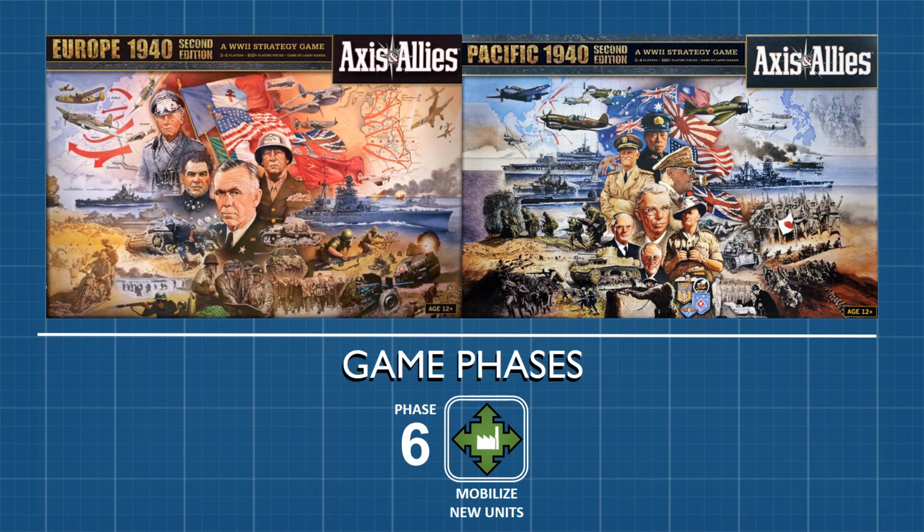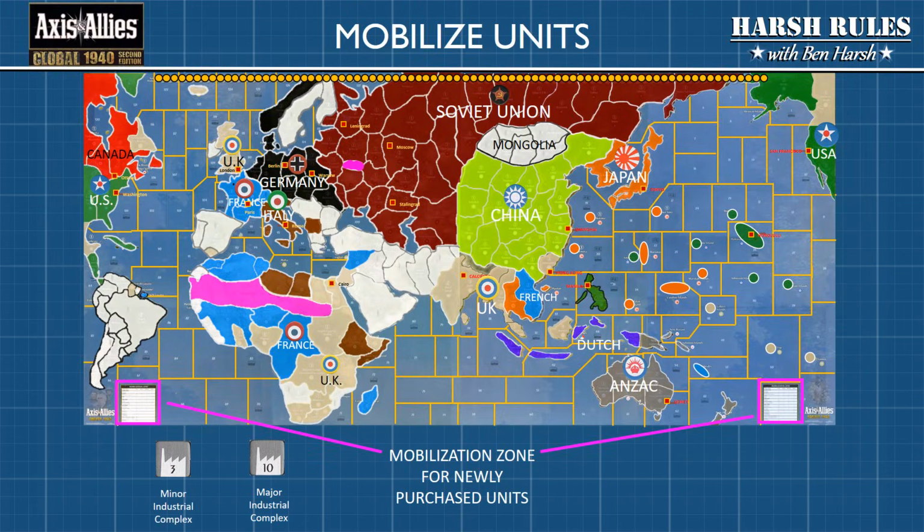In Phase 6, it's time to take those new units in the mobilization zone and get them on the board. A quick reminder, new units purchased earlier in the player turn were placed in the mobilization zone. This phase is all about getting those units on the board.